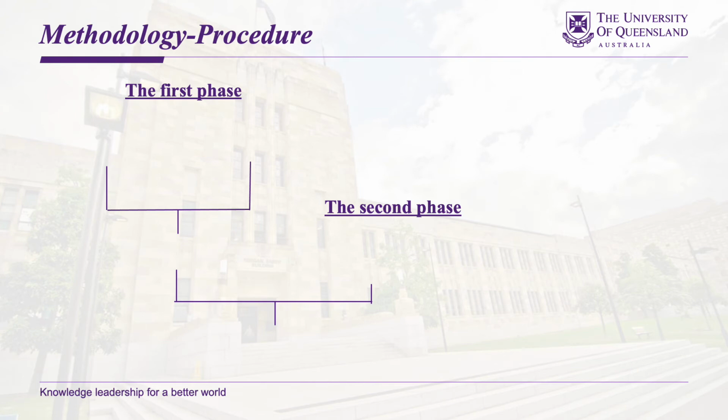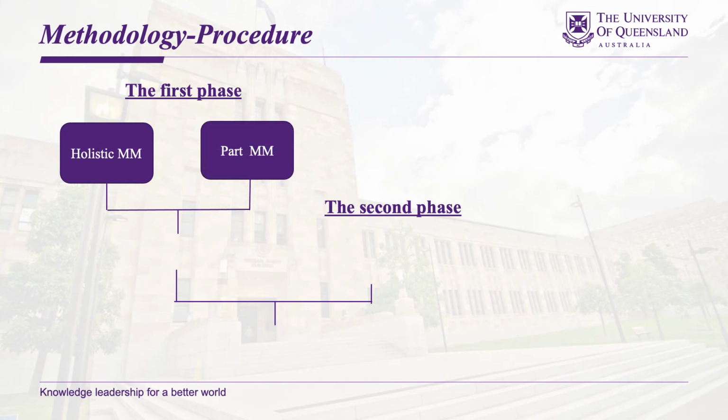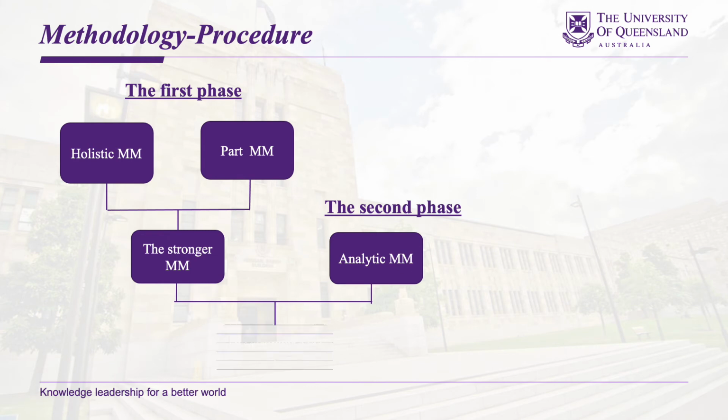Procedure. This was a two-phase study comprising quantitative score data and qualitative rater comments. In the first phase, our speaking test's operational holistic marking model would be compared to the part marking model. Subject to empirical evidence, the stronger model in terms of measurement properties would be compared to our second alternative marking model in the subsequent phase.